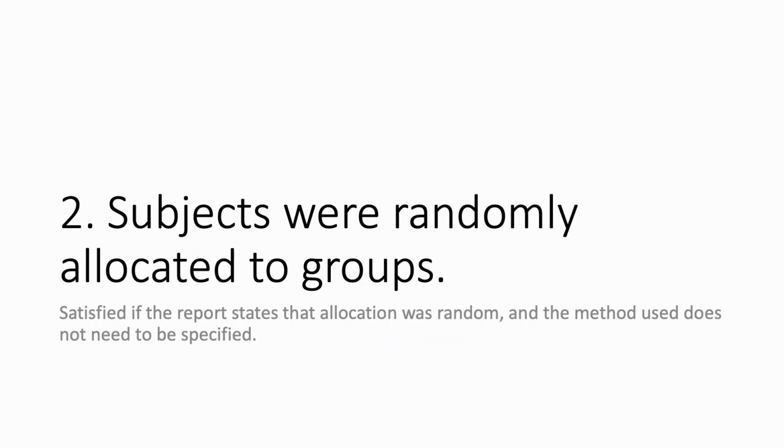Item number 2 is random assignment. Were the participants randomly allocated to groups? And recall that random assignment helps make sure that the groups are equal in all prognostic indicators at baseline, so they're all starting in the same place. And this is satisfied if the report states that allocation was random, but they do not need to specify exactly what they did.